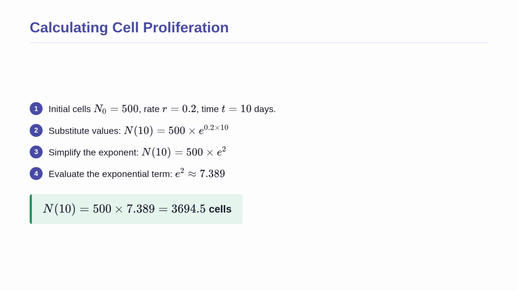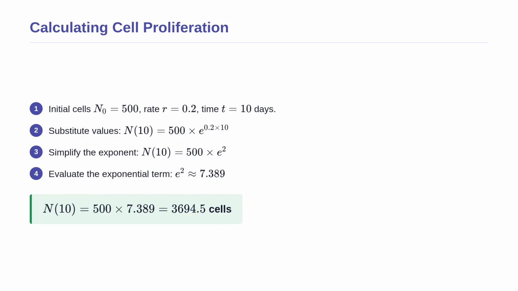Before we move on, let us see this formula in action with a concrete example. Suppose we have a growing secondary follicle that initially contains exactly 500 granulosa cells. We observe a steady growth rate of 0.2 per day, and we want to find the total cell count after 10 days. We start by substituting our known values into the exponential model. The exponent becomes the product of 0.2 and 10, which simplifies perfectly to 2. Next, we evaluate e squared, which is approximately 7.389.